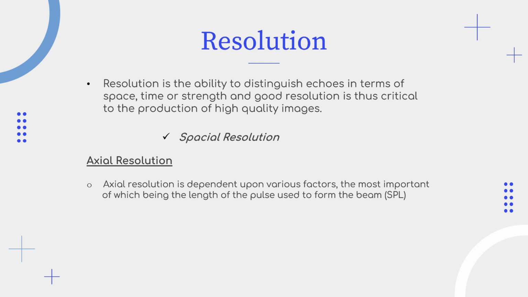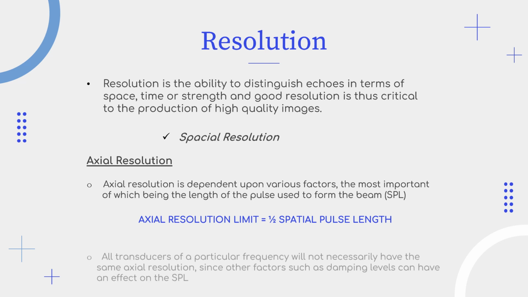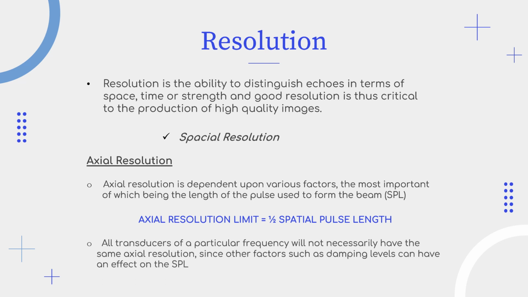It is dependent upon various factors, the most important of which is the length of the pulse used to form the beam, or SPL, which is determined by the number of cycles in one pulse and the length of each cycle. The shorter the pulse length, the better the axial resolution. In fact, the axial resolution limit is defined as being 1/2 of the SPL. Axial resolution limit equals 1/2 spatial pulse length. All transducers of a particular frequency will not necessarily have the same axial resolution, since other factors such as damping levels can have an effect on the SPL.